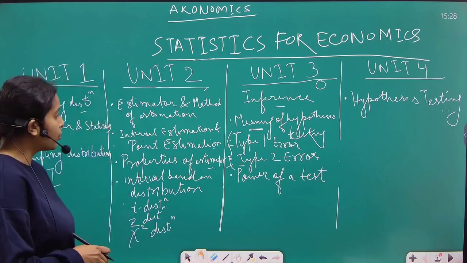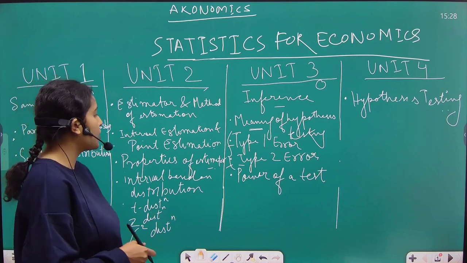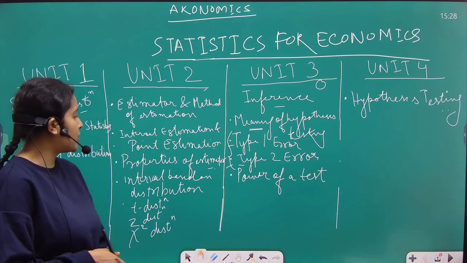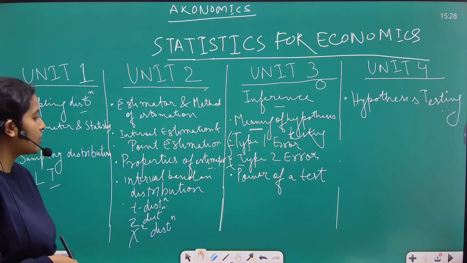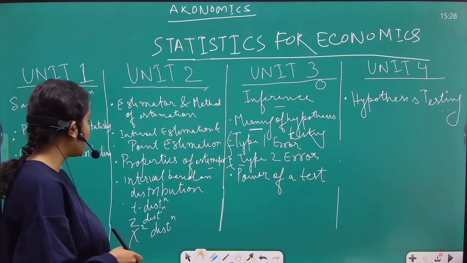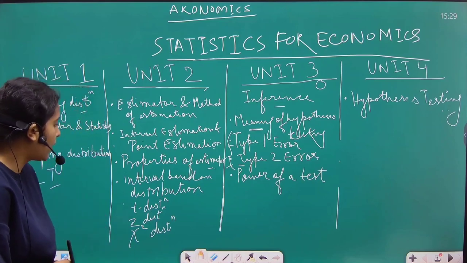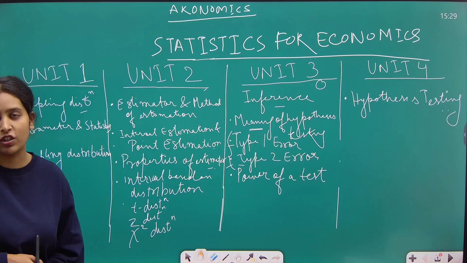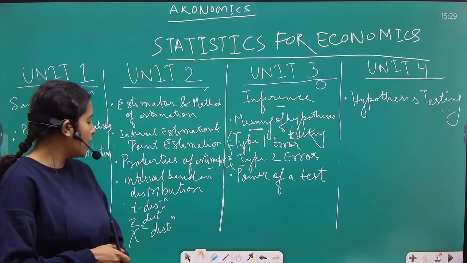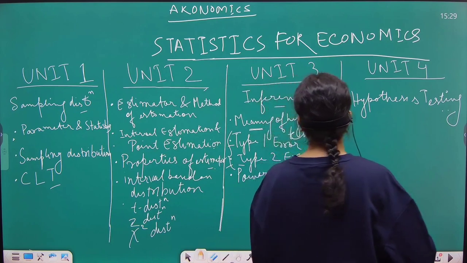Next, we will go to Unit 2. In Unit 2, we will be covering estimators and method of estimation. In method of estimation, there are two methods, first is interval estimation, second is point estimation. Next, we will see the properties of estimator, and then we will see the intervals which are based on the different distributions, which are t distribution, z distribution, and chi-square distribution.